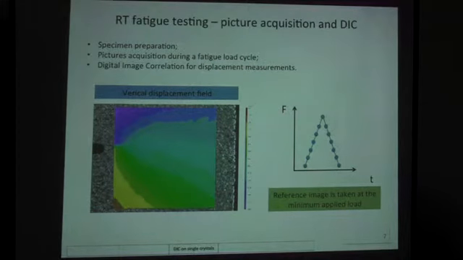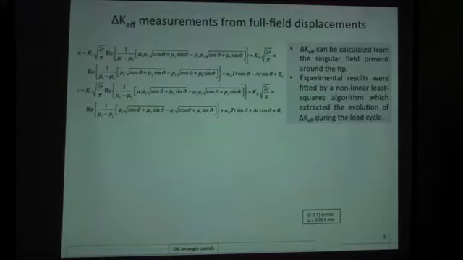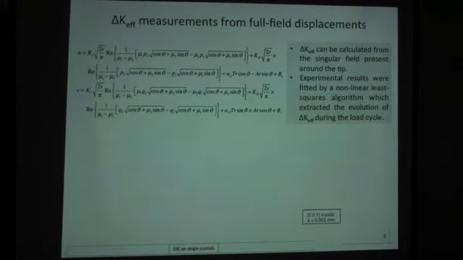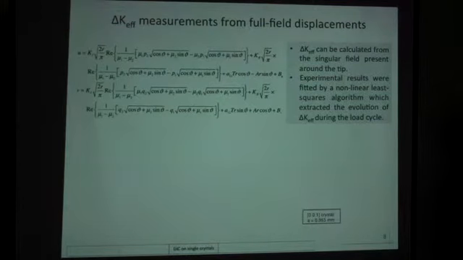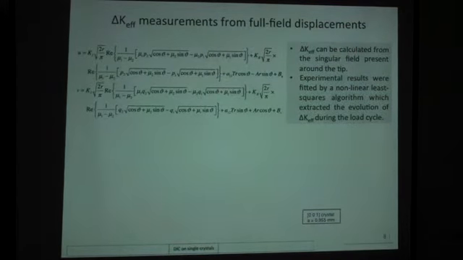And then, in this case, since it is a single crystal and anisotropic, we used the solution provided by Xi and Paris for the displacement in the anisotropic body, and we considered a two-term expansion, that is, considering also the T-stress. So the idea was to try to estimate the K effect from the measurements during one load cycle.